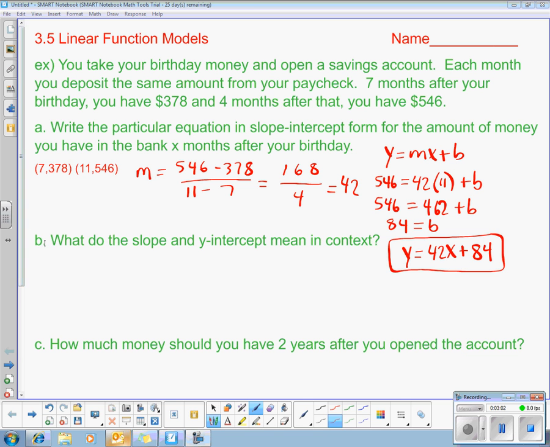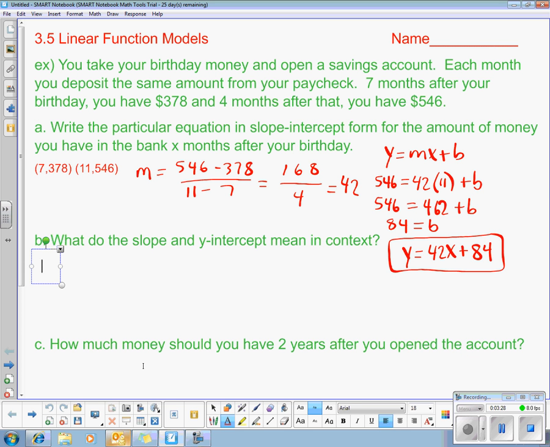All right, next question. B is my favorite question out of these four because its context is what our goal should be. So what do the slope and y-intercept mean in context? There's not really a formula for finding this out. The y-intercept would be what happens when x is 0.